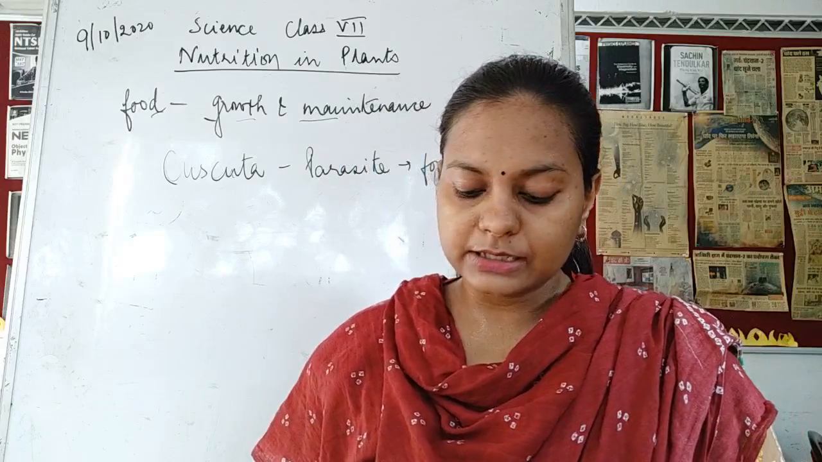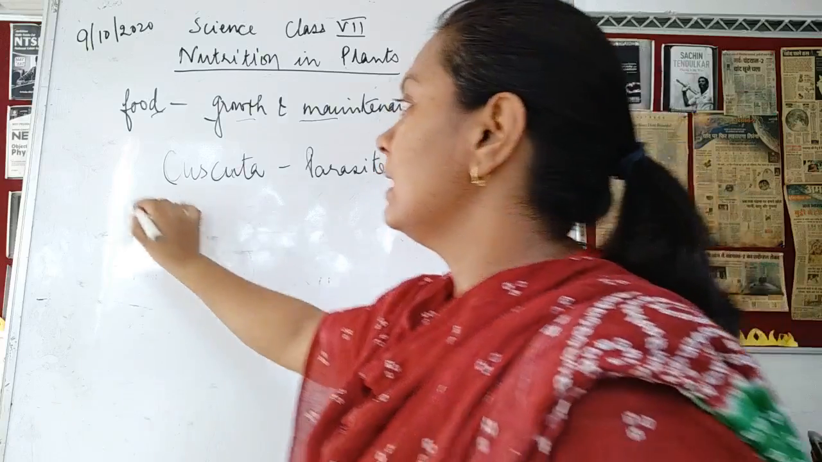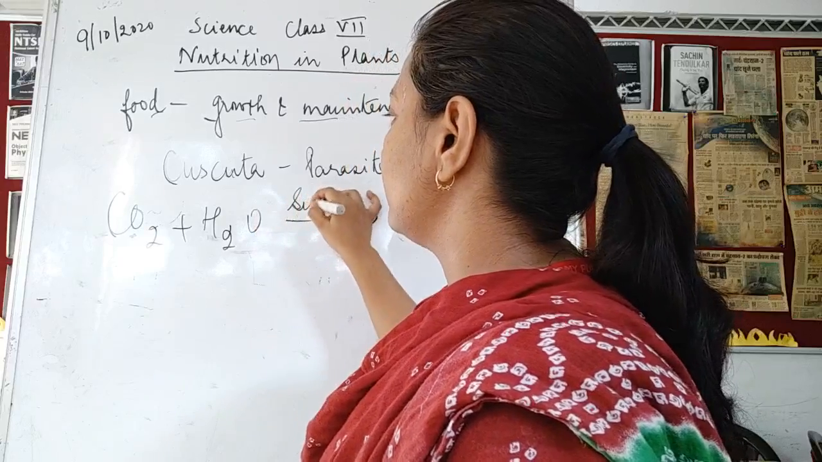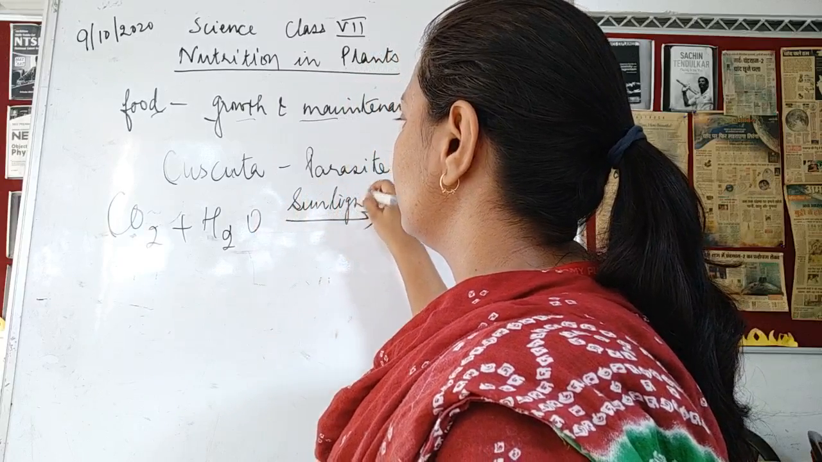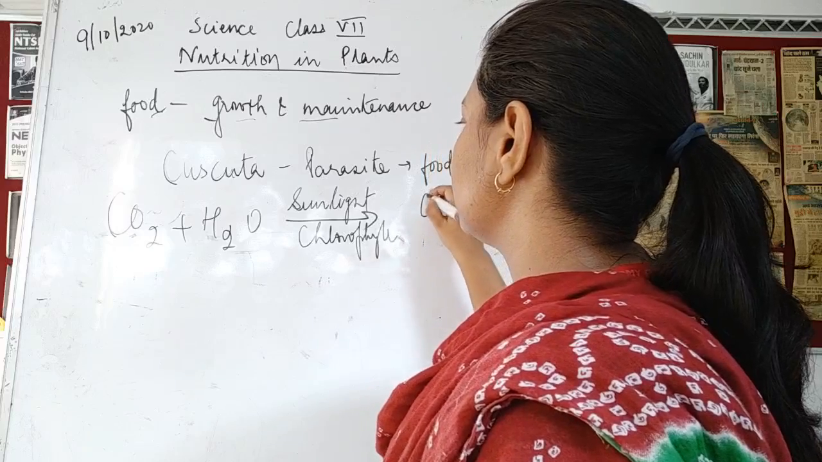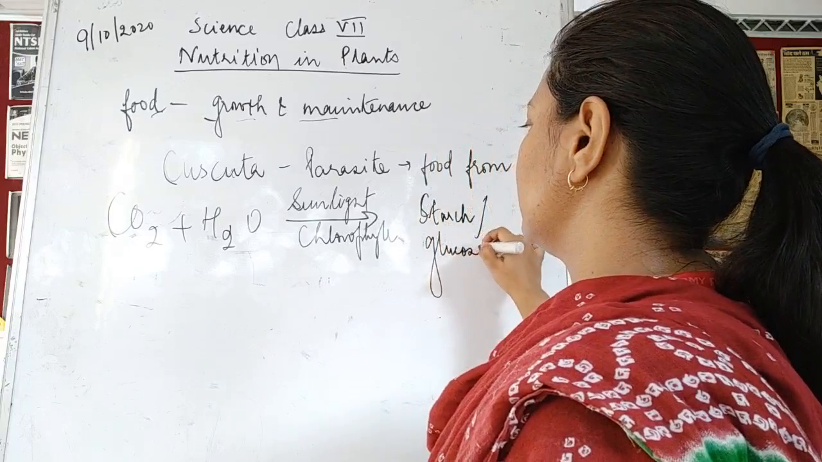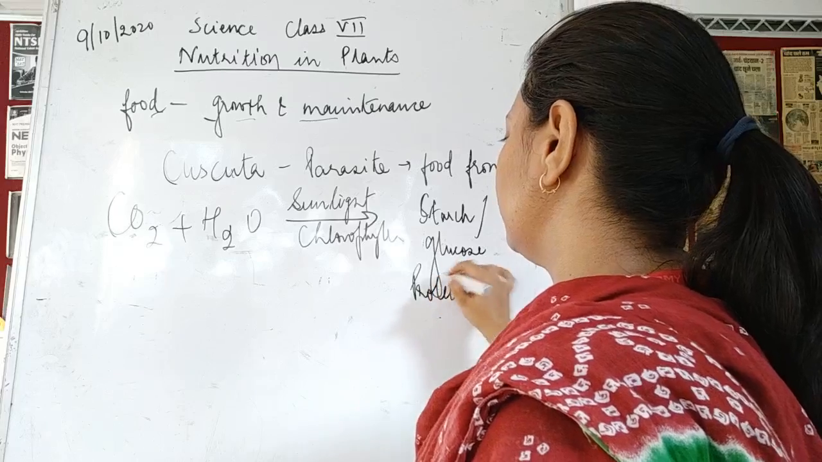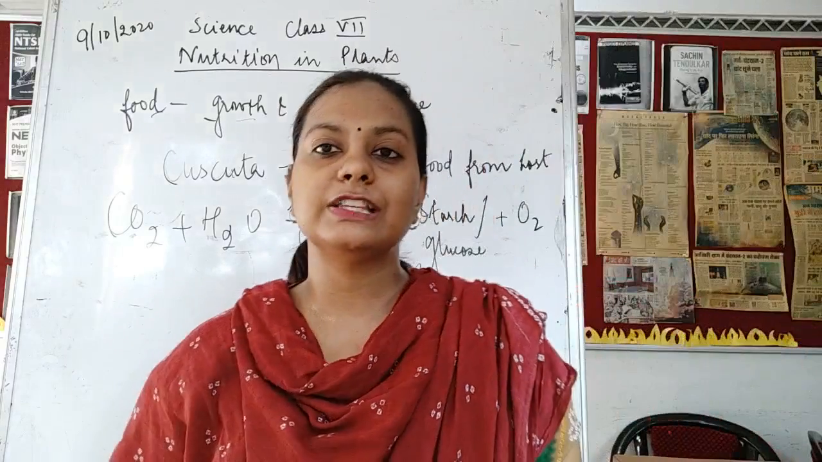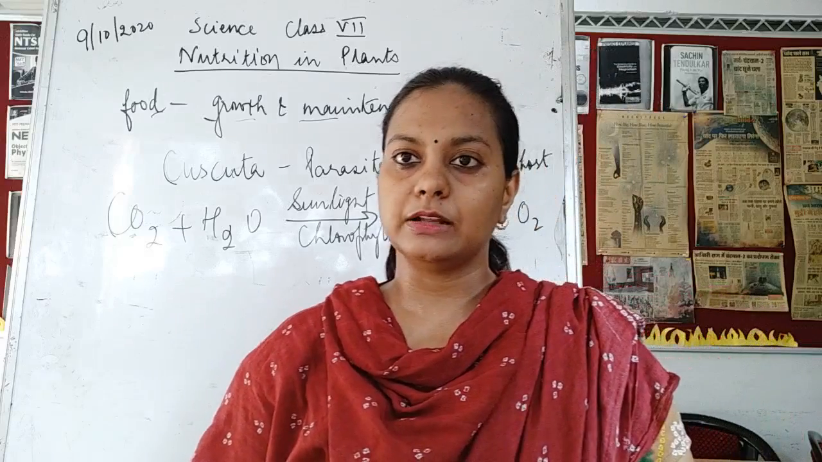Okay, then plants use simpler chemicals like carbon dioxide, water, minerals to synthesize their food. As we have seen, carbon dioxide, CO2, plus H2O, in the presence of sunlight and chlorophyll, is going to synthesize the food, that is starch, it could be in the form of glucose, it could be in the form of proteins, it could be in the form of oils. Okay, then oxygen is being released. So this is the way that is said to be photosynthesis, because of which the green plants are making their food.